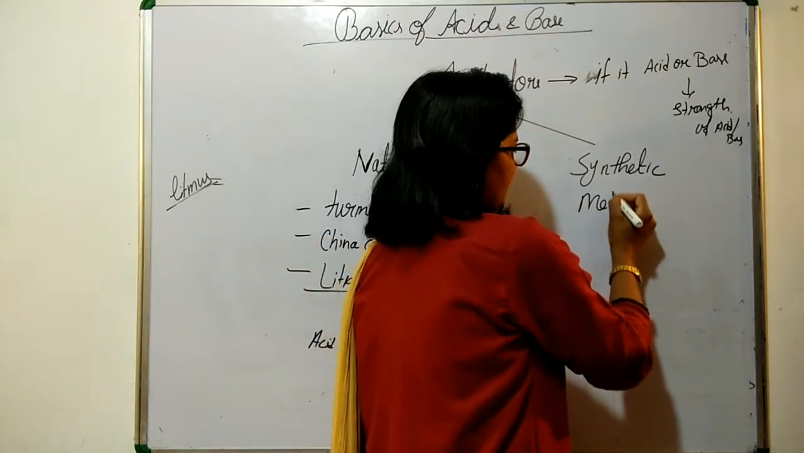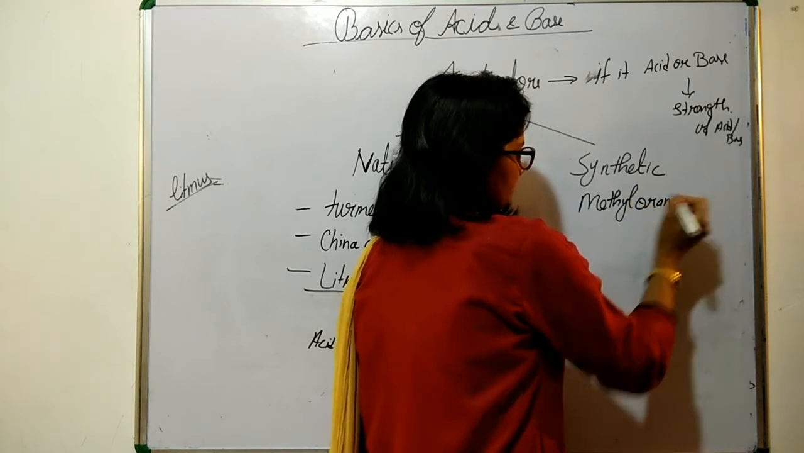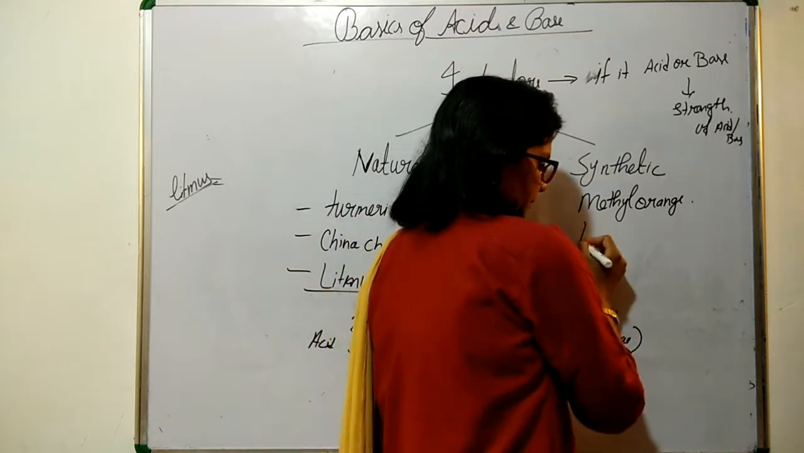Then we come to some synthetic indicators. For example, methyl orange. Then phenolphthalein.